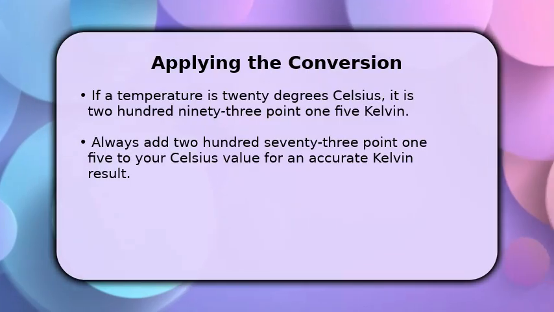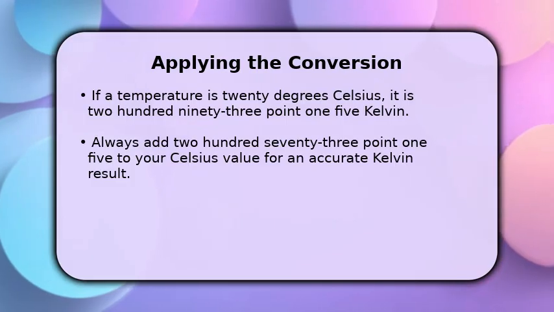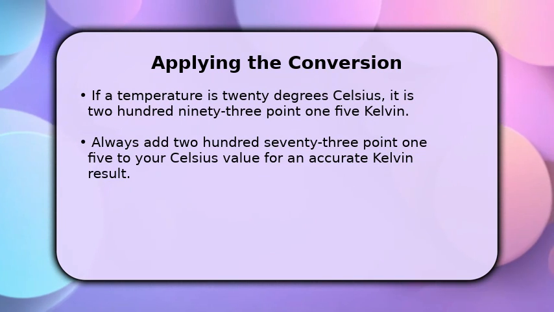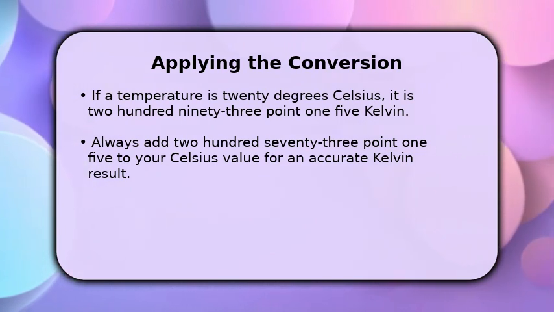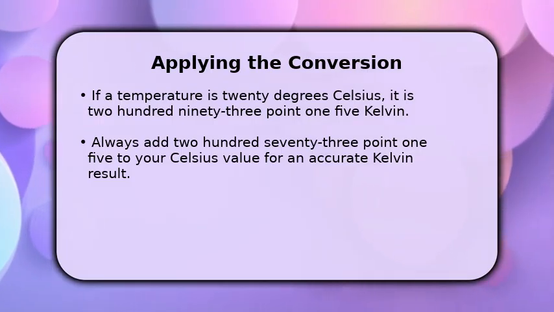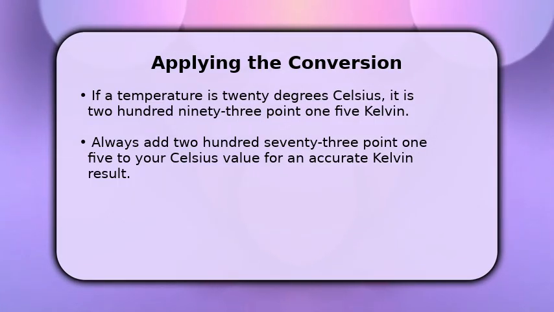Let's put this into practice with a quick example. If you have a temperature of 25 degrees Celsius, you simply add 273.15 to it. This gives you a result of 298.15 Kelvin. Remember, the conversion is always an addition of this specific constant. This simple rule ensures accuracy in all your scientific and technical work.